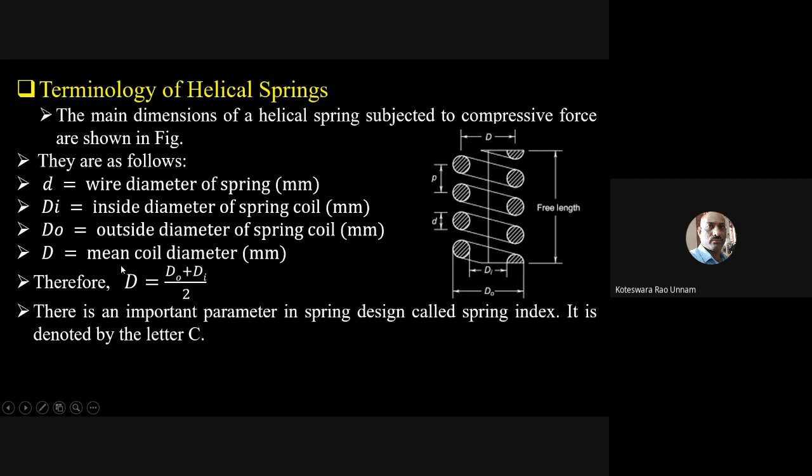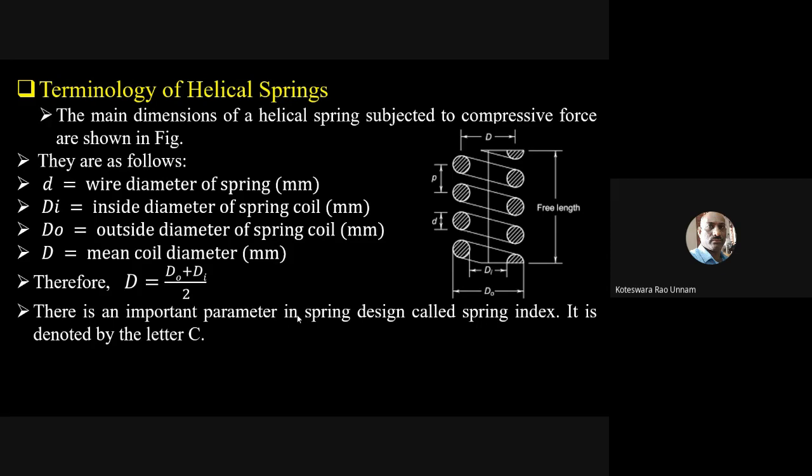So you have a relation between d naught and di, something like (d naught plus di) by 2, or di plus small d. Like that you can derive the remaining expressions also. Then the next important parameter for the spring is the spring index, like already told in the previous case while discussing the spring materials. While selecting the process for manufacturing the spring, this spring index plays a vital role. That means based on the spring index required, the manufacturing process will be selected.